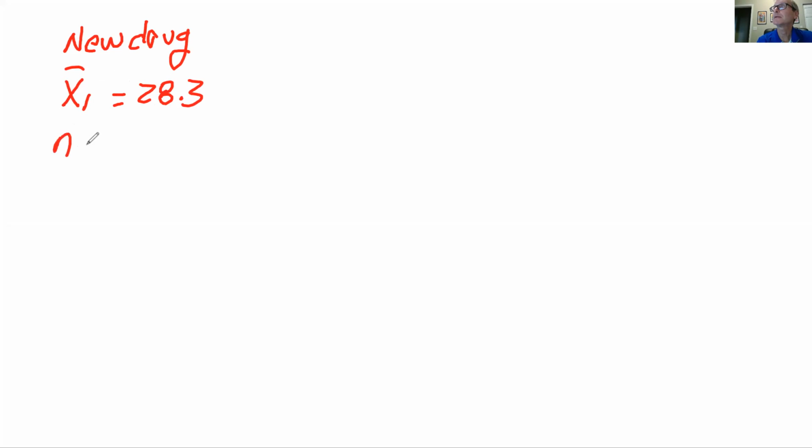Okay, so what do we know here? Here's the new drug, and we're going to call that x1 bar for our calculation. That mean is 28.3. We had an n of 14, number of people, and our standard deviation s1 was 12.